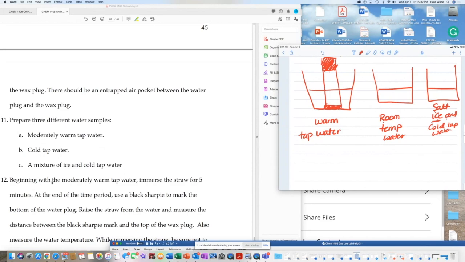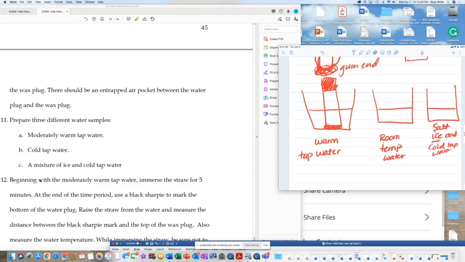Okay, then they say beginning with the moderately warm tap water, immerse the straw for 5 minutes. So you want the straw, once again, the ideal scenario is where the colored liquid occupies enough space where all your gas is inside the water. So you want to make sure that the gas portion of your straw is completely immersed underneath the water level. So like this, okay? Same thing here. Make sure you have enough water here to have the same scenario, okay? So the gum ends in the bottom.